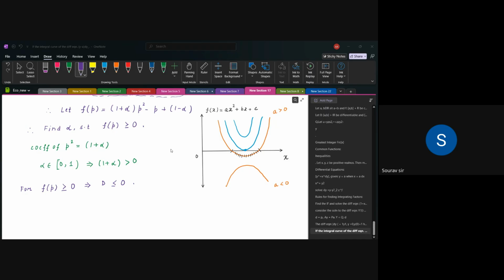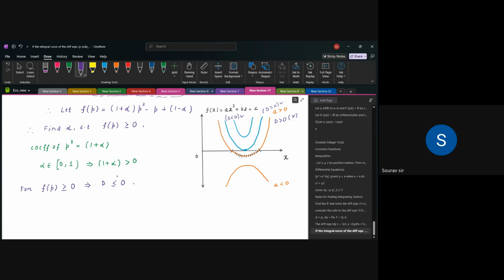Okay? Is it understood by all of you? Is it making sense? Any doubts, anyone? Is this idea fine? So if the discriminant is positive, then we cannot take it. If the discriminant is equal to 0, that is fine. And if my discriminant is negative, that is fine. So that means for f(p) to be greater than or equal to 0, my discriminant should be less than or equal to 0. Okay. Now what is the discriminant of this equation?